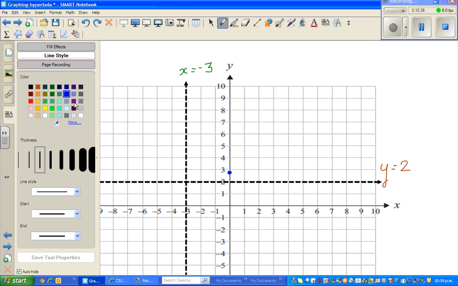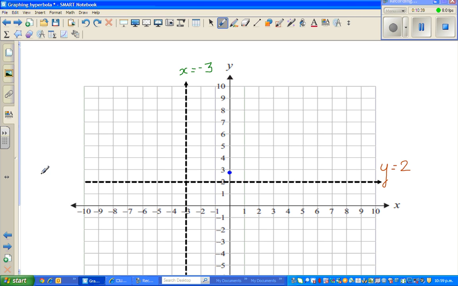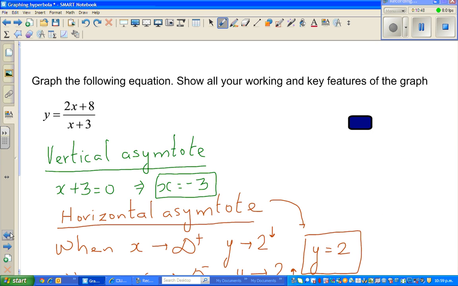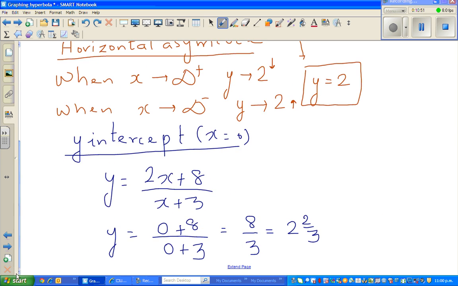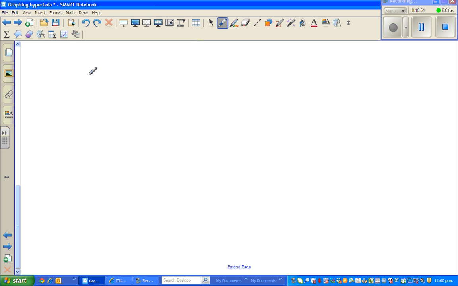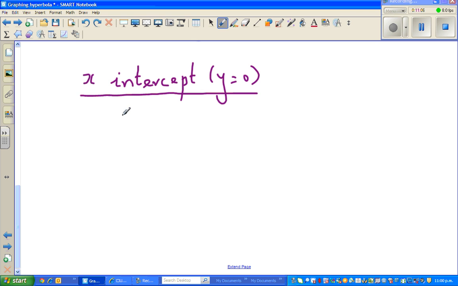Let me use a different color now, let me use violet. So now we want to find the x-intercept. The graph seems to be going like this. Okay, we're almost in the home stretch. The x-intercept is when y is equal to 0. So let me rewrite the equation: y is equal to (2x + 8) over (x + 3).